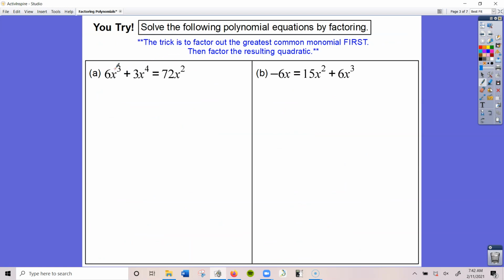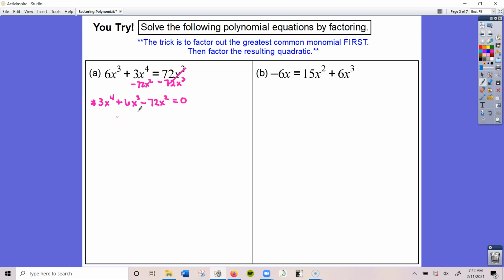So we have here 6x to the third plus 3x to the fourth plus 72x squared. So first we're going to have to subtract the 72x squared so that this equation is equal to 0. And now we're going to rewrite this in standard form. So my highest exponent is the fourth, so 3x to the fourth plus 6x to the third minus 72x squared. And we make this equal to 0.